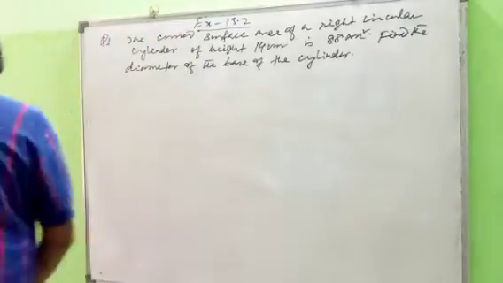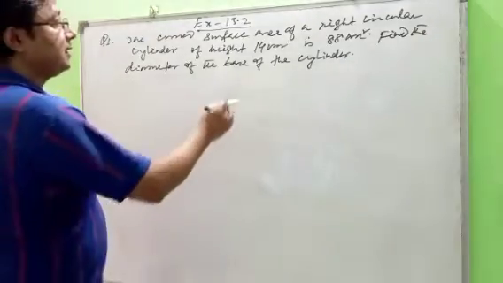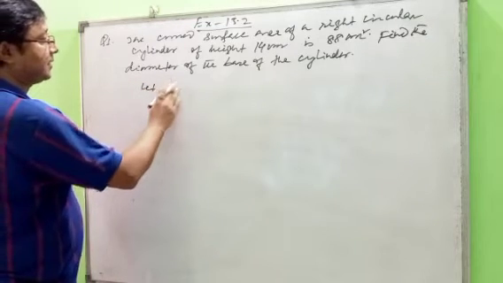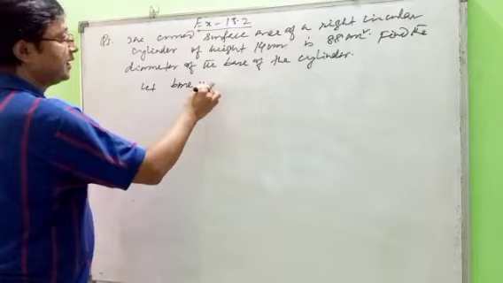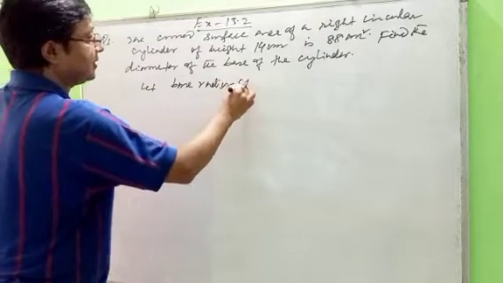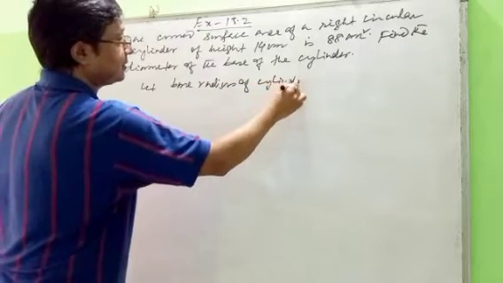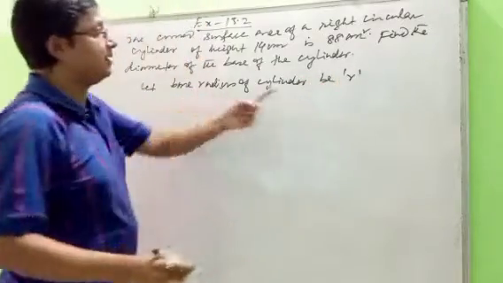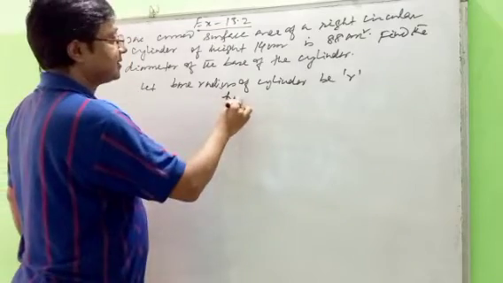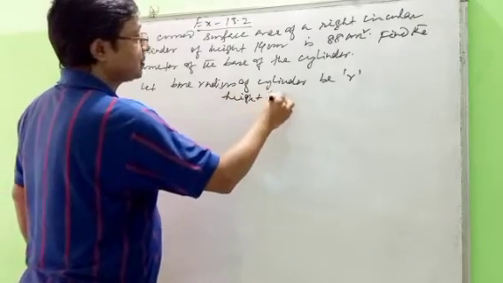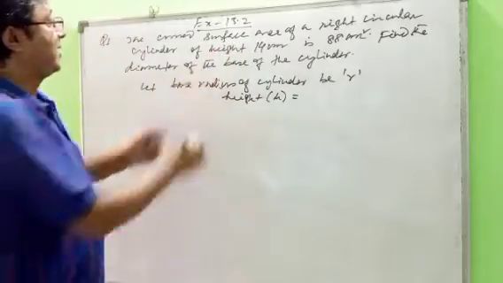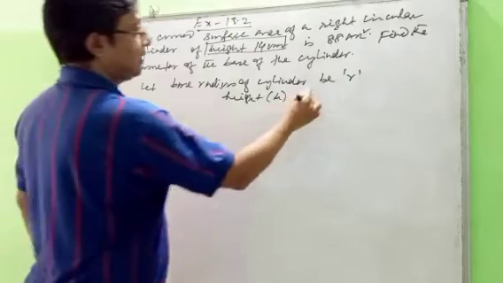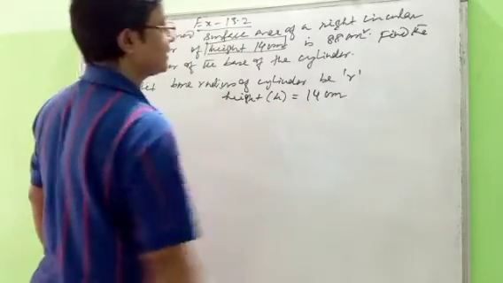Now let the base radius of the cylinder be r. And the height of the cylinder is given. So the height h equals 14 centimeter.